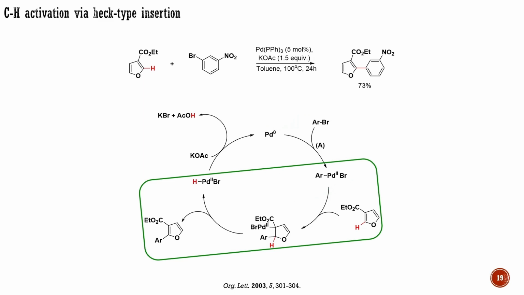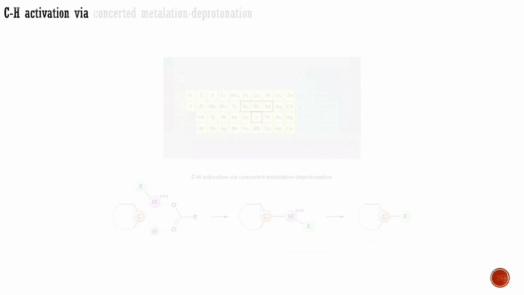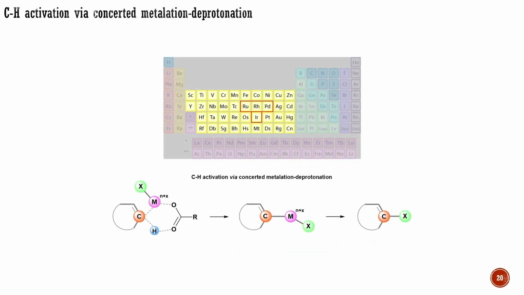The active catalyst is regenerated by the reductive elimination of hydrobromic acid, which is trapped by the base. Now let's consider the last mechanism, C-H activation via concerted metalation-deprotonation. This mechanism is typical for late transition metals in their high oxidation states.